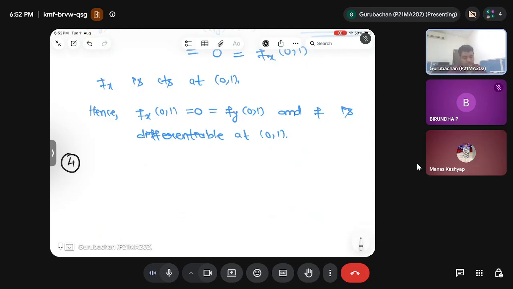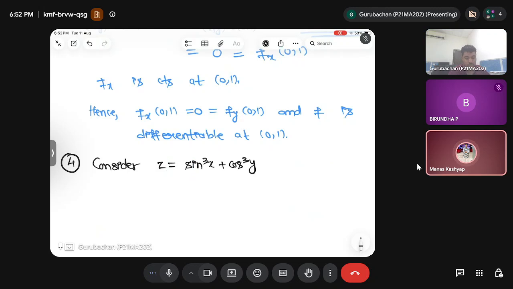Now in the next question, that is a chain rule, z is equal to sine cube of x plus cos cube of y.